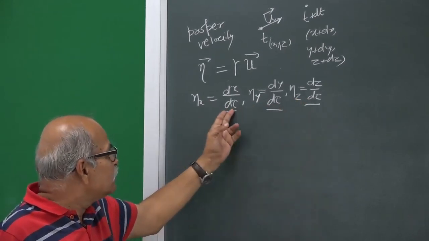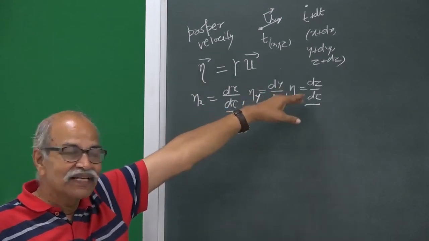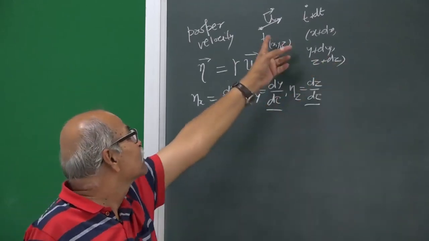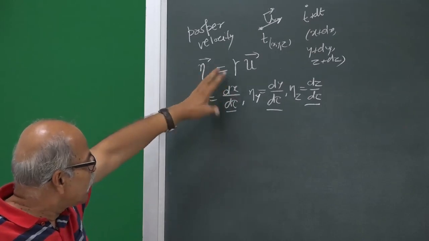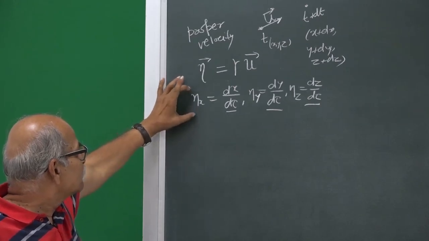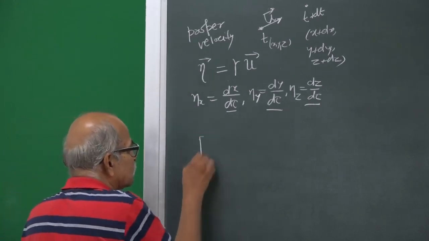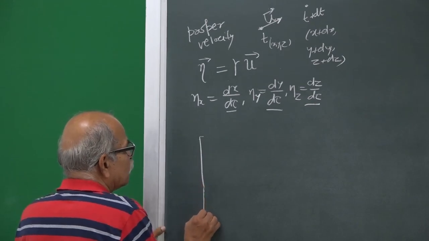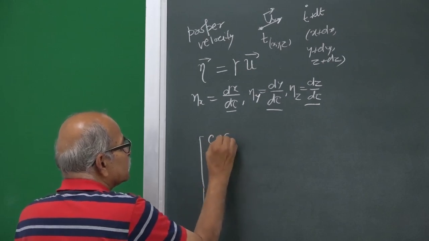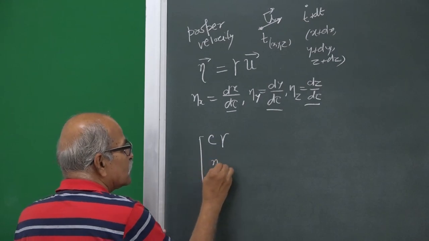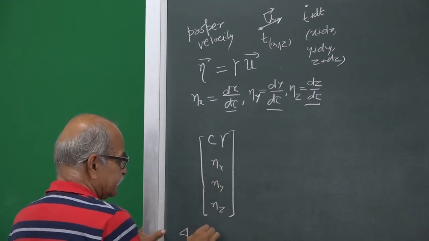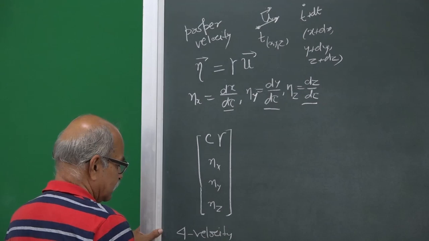That means this time is measured in the particle's frame, whereas the displacements are measured in the lab frame in which the particle is moving with velocity u. So, that is the kind of hybrid quantity we construct and call proper velocity, and that proper velocity can be written as the spatial component of a 4 vector, where the first component is c times gamma, and the 3 components are eta x, eta y and eta z. So, this is our 4 velocity or velocity 4 vector.